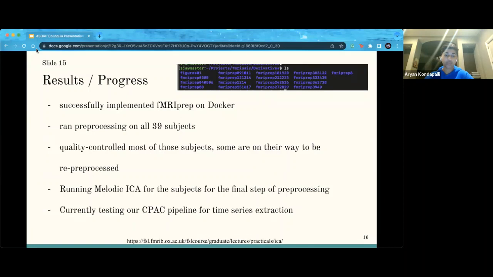So far, we have successfully implemented fMRIprep on Docker, and we have also completed preprocessing on all 39 subjects. We have quality controlled most of these subjects, and the rest are being done as we speak. We have also figured out a way to run melodic ICA for the subjects for the final step of preprocessing. Currently, we are testing the C-PAC pipeline for the time series extraction.